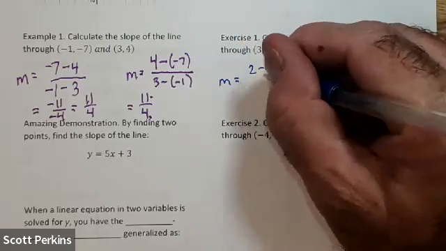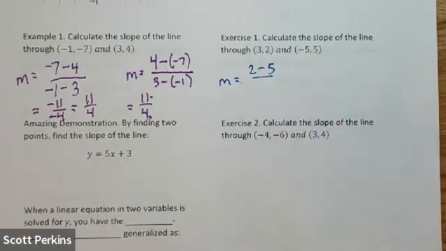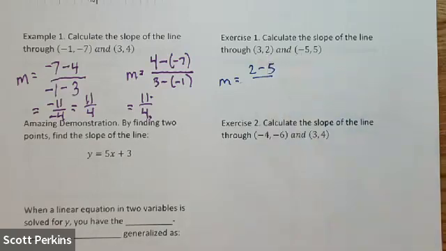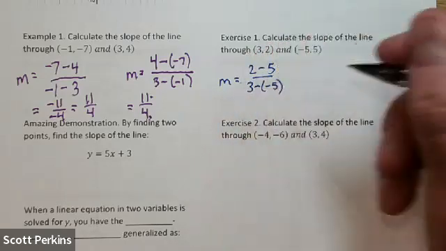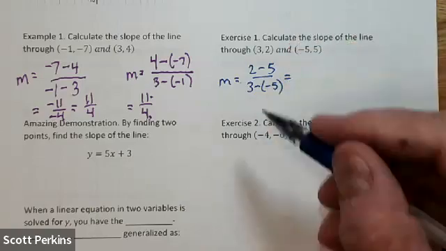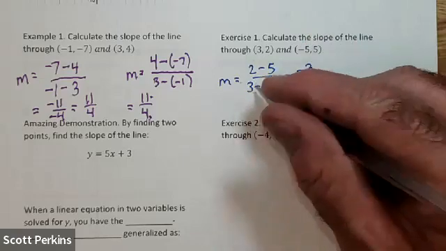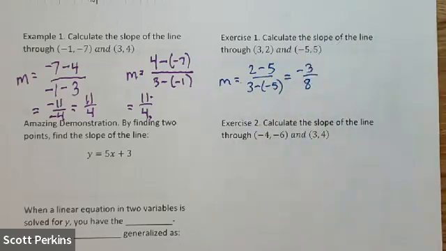2 minus 5. Yes. So she used 2 as the first y, minus 5 as the second. If you did the reverse, remember, you're going to get the exact same thing I get. Since she used 2 minus 5, what's the difference between the x's we have to use here? 3 minus negative 5 for sure. So 2 minus 5 is negative 3. 3 minus a negative 5, that's 3 plus 5, that's 8. And so the slope is negative 3 over 8.